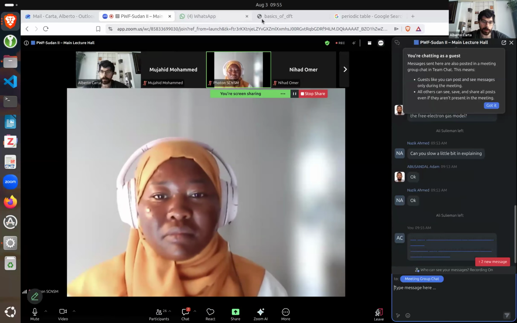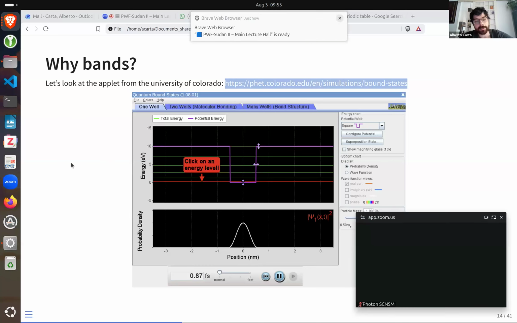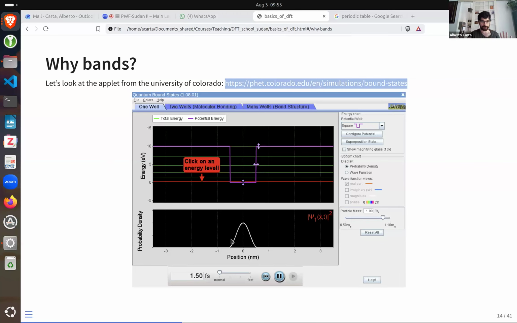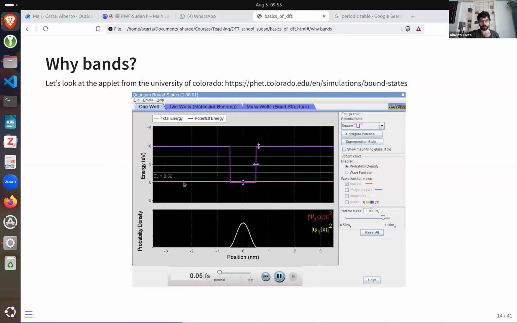Okay. So the first thing that I want to look at is this applet. This is from the University of Colorado, and it basically shows a little bit why bands emerge, how bands emerge. Okay, so let's start with the simplest system.